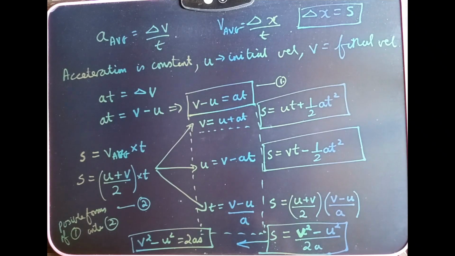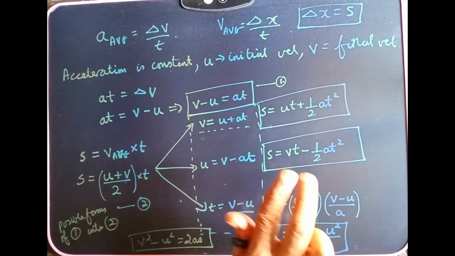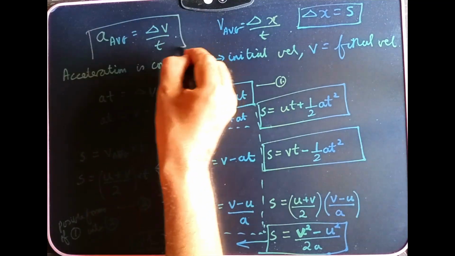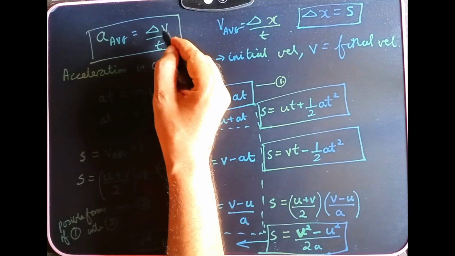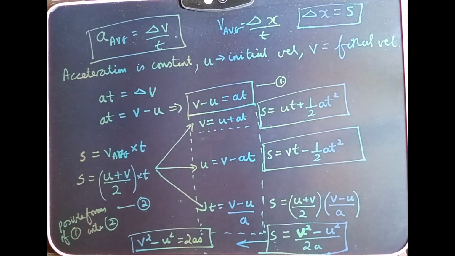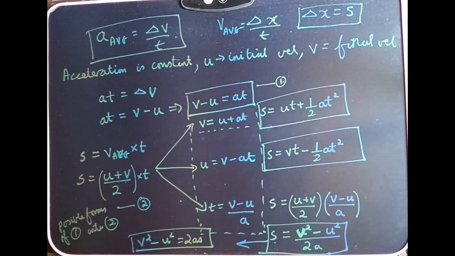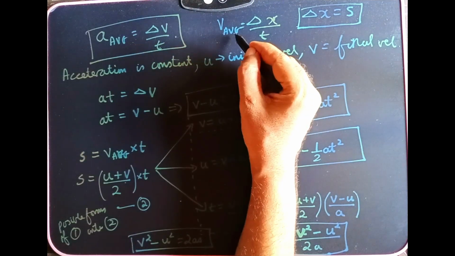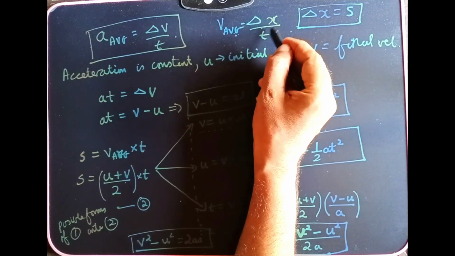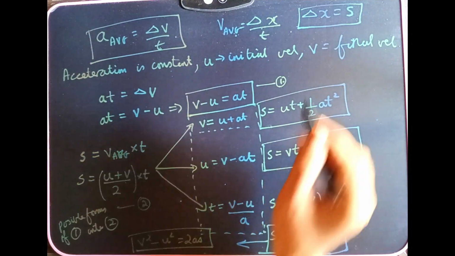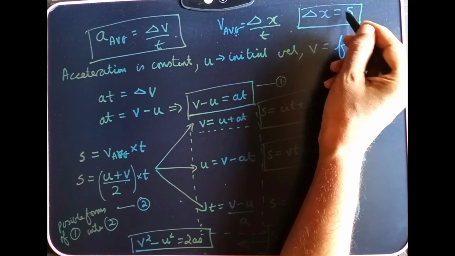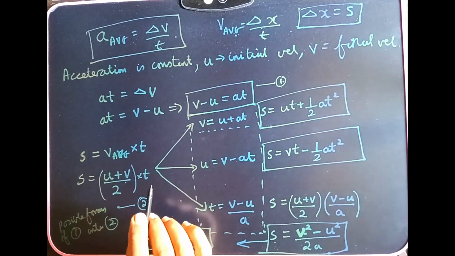Should I write the equation once over again? Let me write the equation again. This is how you're deriving it. First, you found out what is average acceleration. Average acceleration is change in velocity by time. And average velocity is change in displacement by time. The change in displacement I'll represent with S, and this is the common representation used in most of our textbooks.